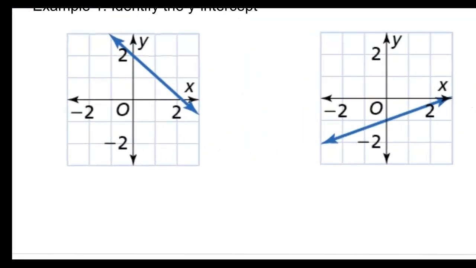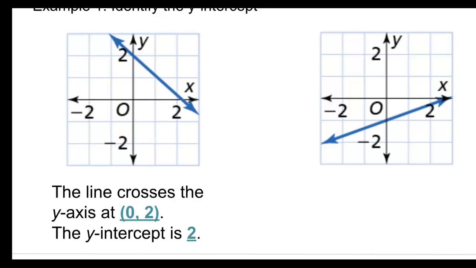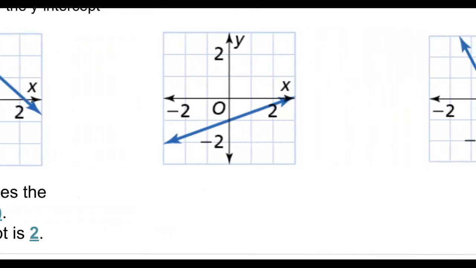As we look closely at this first problem, we can see that the line is crossing the y-axis at the number 2. So the point is (0, 2), and we say that the y-intercept is 2. Let's look at the next one.